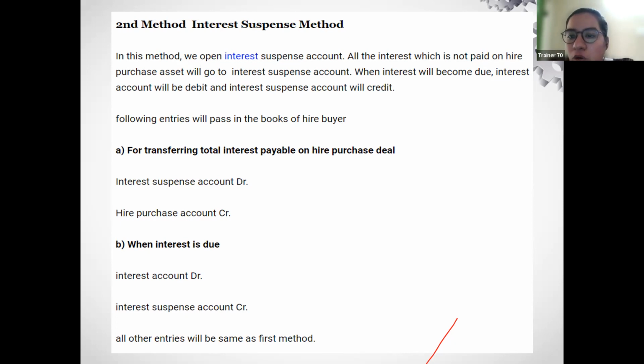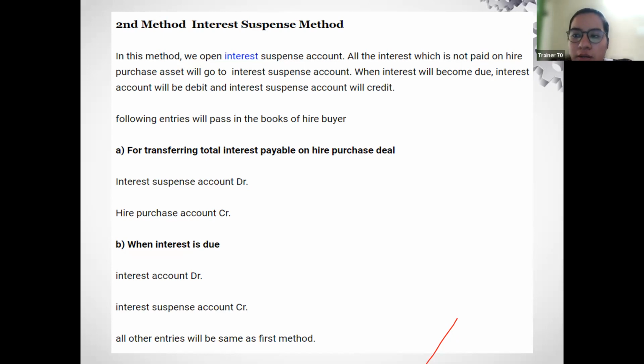All the interest which is not paid on hire purchase asset will go to the interest suspense account. When interest becomes due, the interest account will be debited and the interest suspense account will be credited. So there are two additional journal entries: transferring the total interest suspense account debit to the hire purchase account.